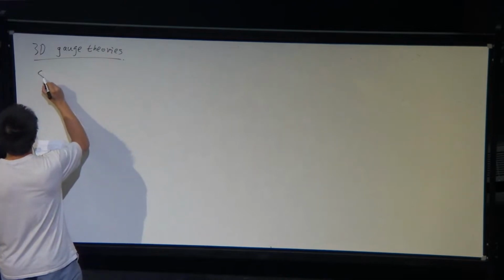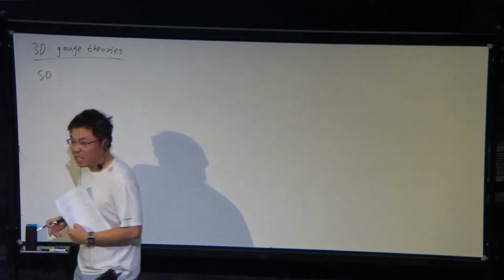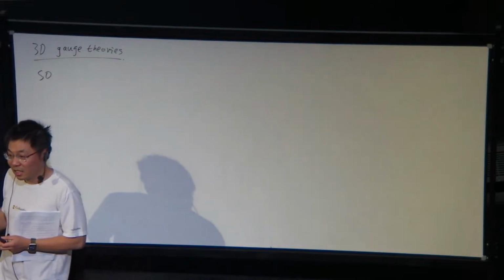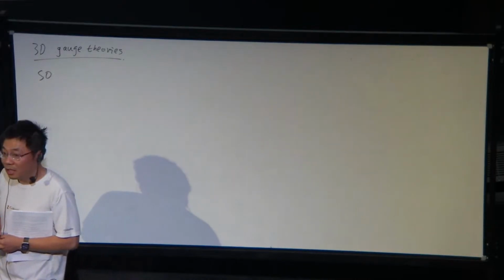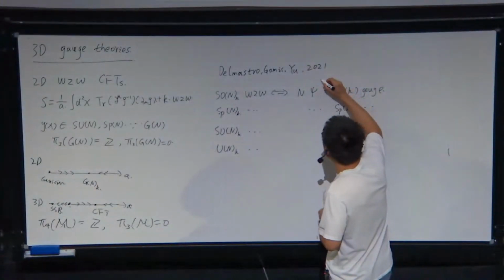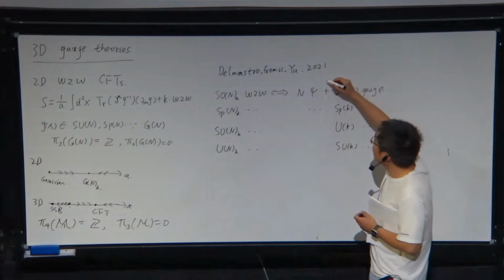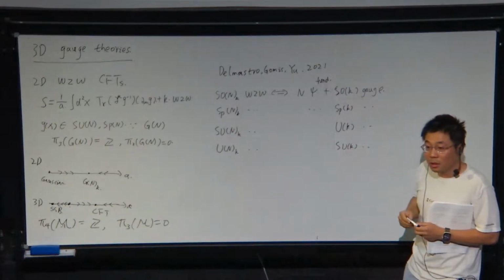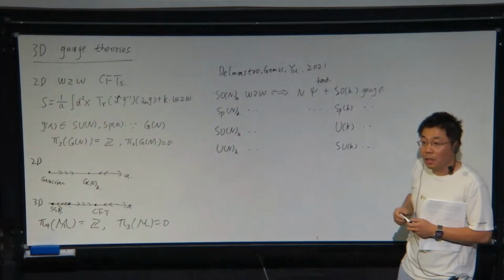Sorry, can I ask a question about this 2D gauge theory description? I'm a bit confused here. The N fermions in the first line, how do they couple to the SOK gauge field? They are in the fundamental of the gauge field. So you have N fermions in the fundamental. Yeah, all of those are fundamental. I should be more concrete on that. And the infrared fixed point is equivalent to the WZW model.